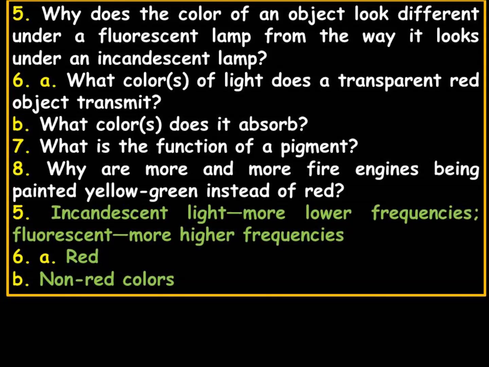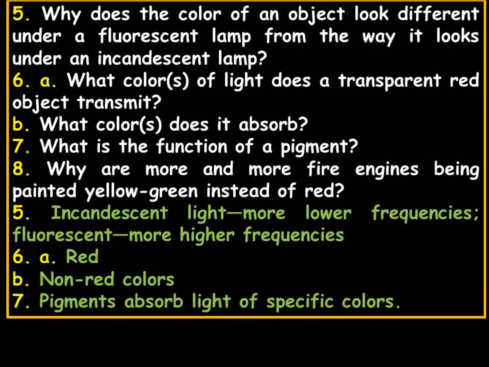So what color of light does a transparent red object transmit? Red. What color does it absorb? Non-red colors. What is the function of a pigment? Pigments absorb light of different colors.